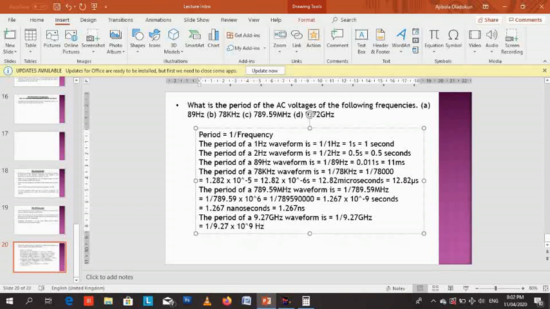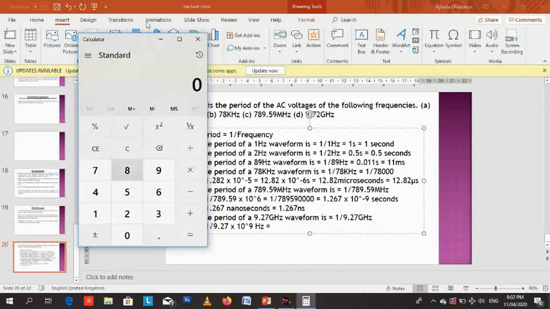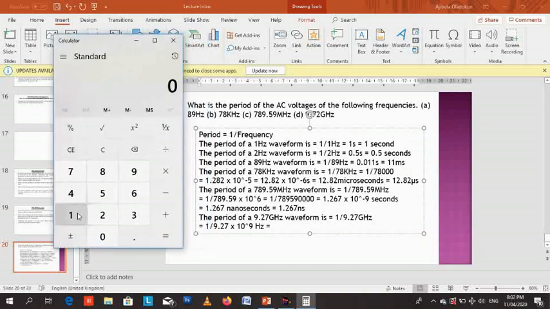So 1 divided by 9.27 giga. Giga is 10 raised to the power 9. Mega is 10 raised to the power 6. And kilo is 10 raised to the power 3. So you need to be familiar with these terms.